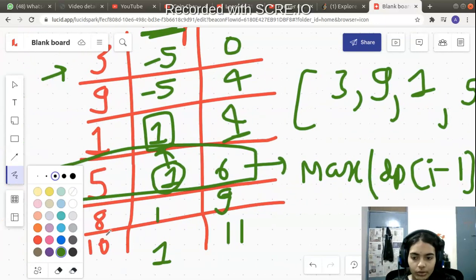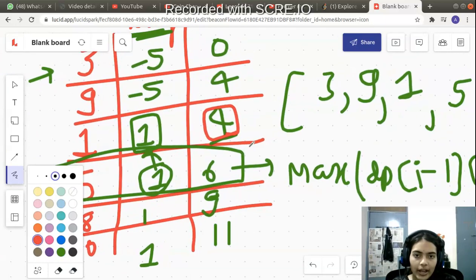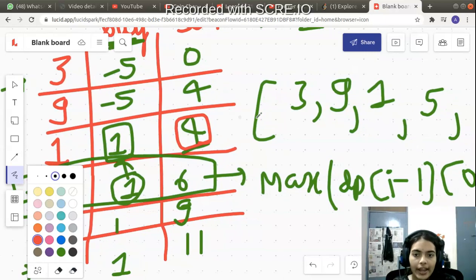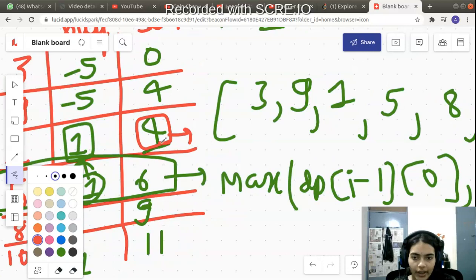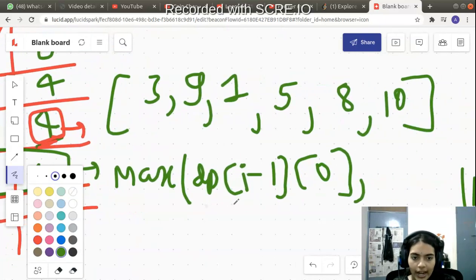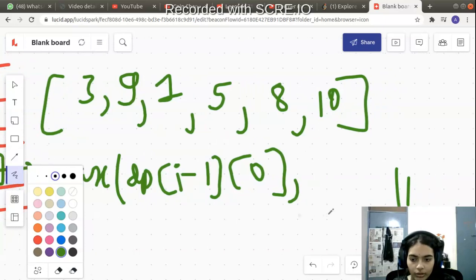If I am buying a new stock, what does that mean? It means I would have completed my transaction. This column represents that I have completed my transaction. I have bought some stock and I have sold some stock. I don't have any stock in hand. This particular column represents I don't have a stock. This particular column represents I have one stock in hand. So for the past 3 days, I have ended up at a profit of 4. So I have bought some stock, I have sold some stock, and I have ended up at a profit of 4. Right? So I will add that.